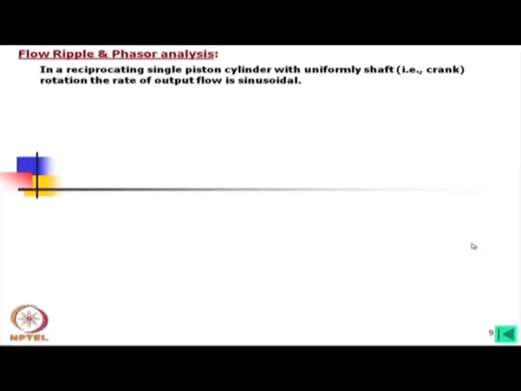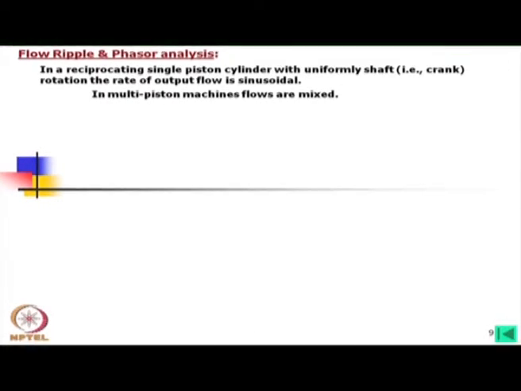In a reciprocating single piston cylinder with uniformly shaped crank rotation, the rate of output flow is sinusoidal. In multi-piston machines, flows are mixed. Here I would like to mention that as flows are mixed, we call it DC, direct current. We can compare it, it is a DC type machine. Whereas it is also possible to make alternating flow hydraulic machines.